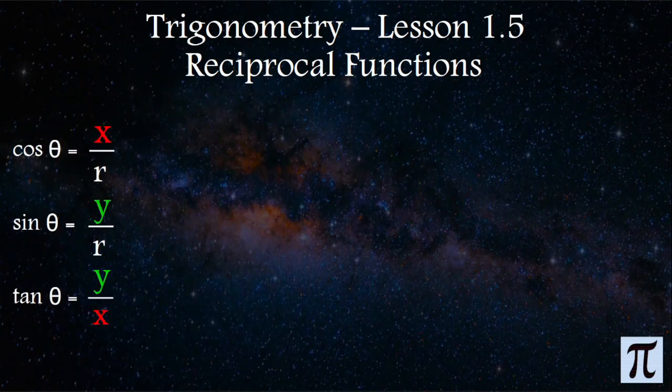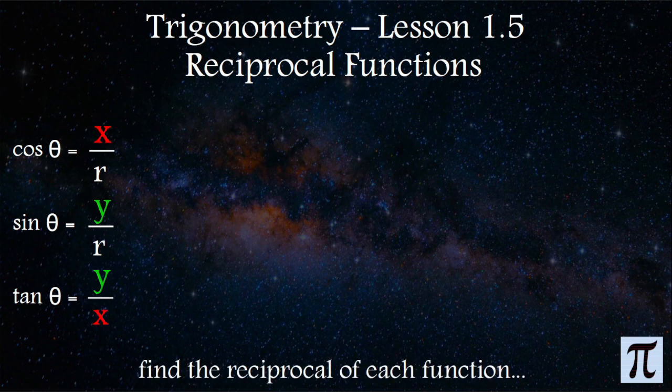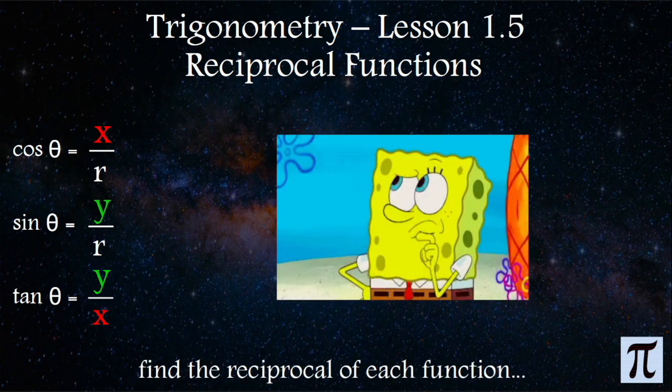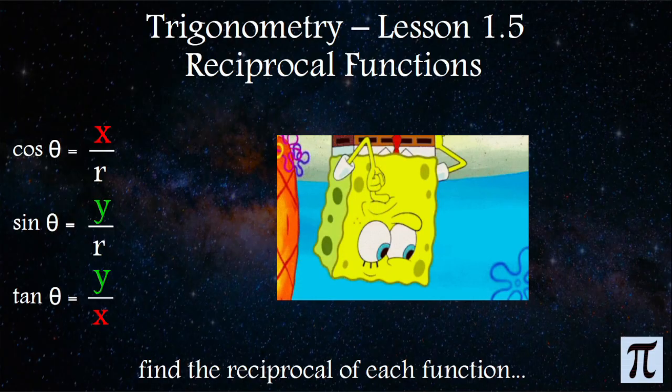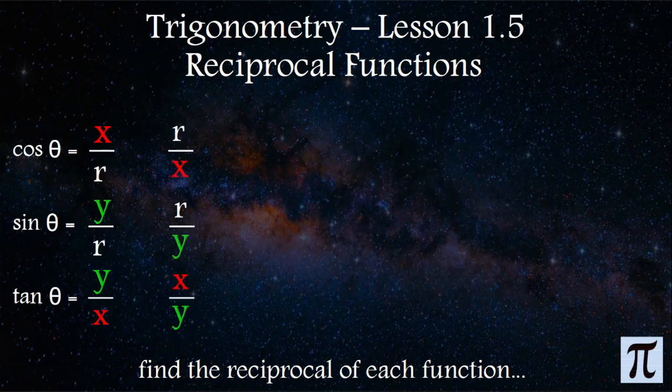So let's start with our three main trigonometric functions. Our next task would be to find the reciprocal of each function. Now think back to your algebra days. What is the reciprocal? Well, in the case of a fraction, it's just that fraction flipped upside down. So for cosine theta, where we have x over r, its reciprocal would be r over x. We've just flipped the two terms of the fraction. Likewise, the reciprocal of sine would be r over y, and the reciprocal of tangent would be x over y.